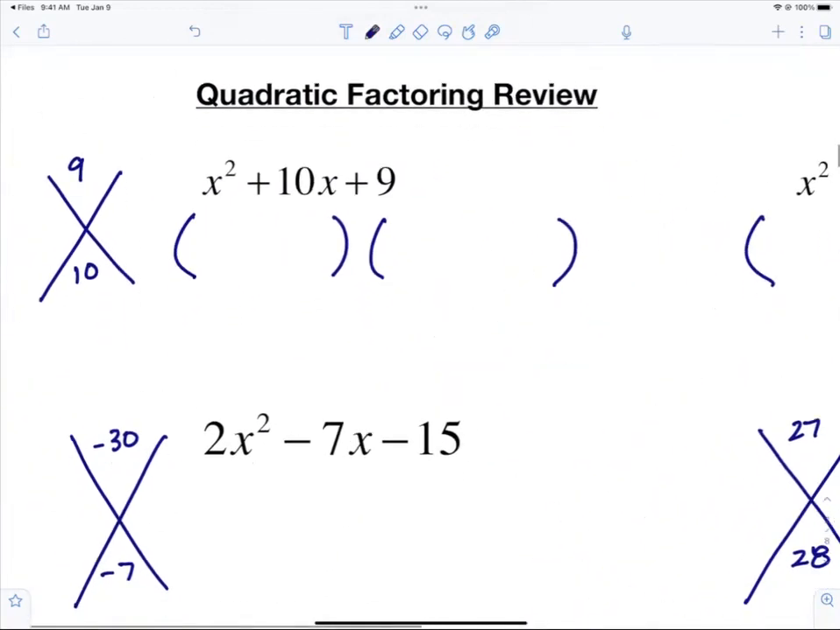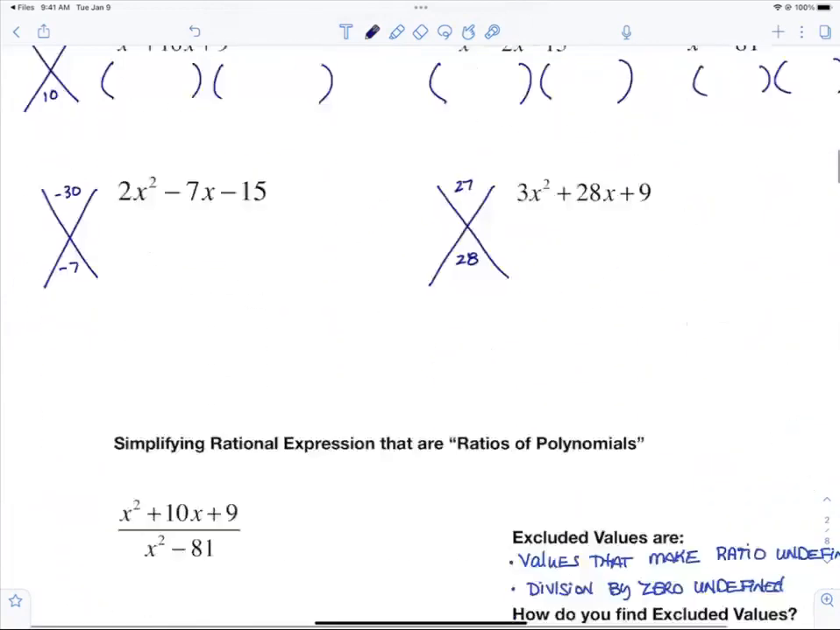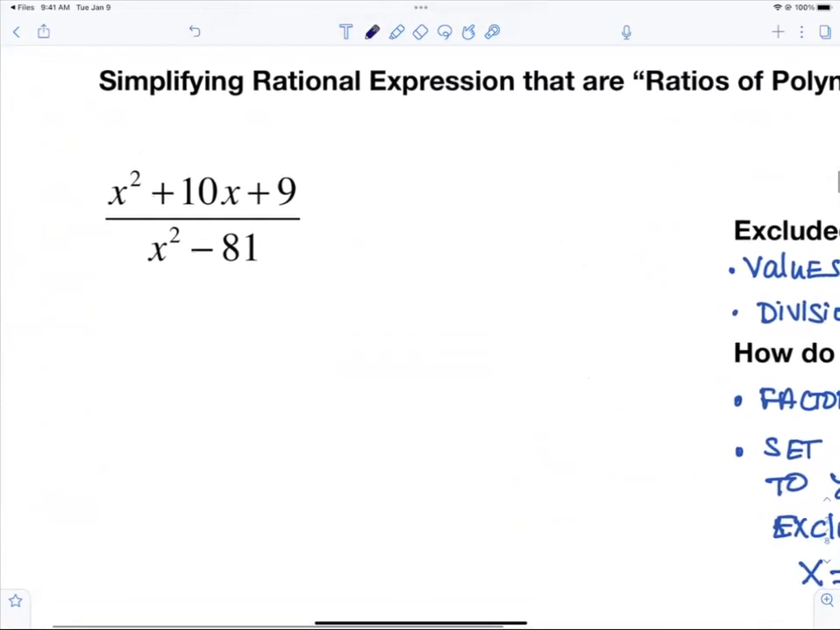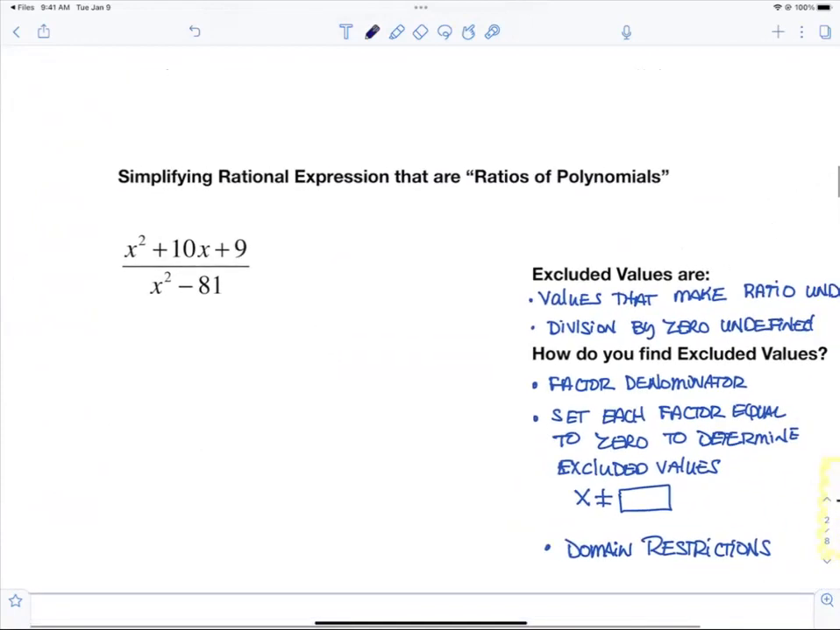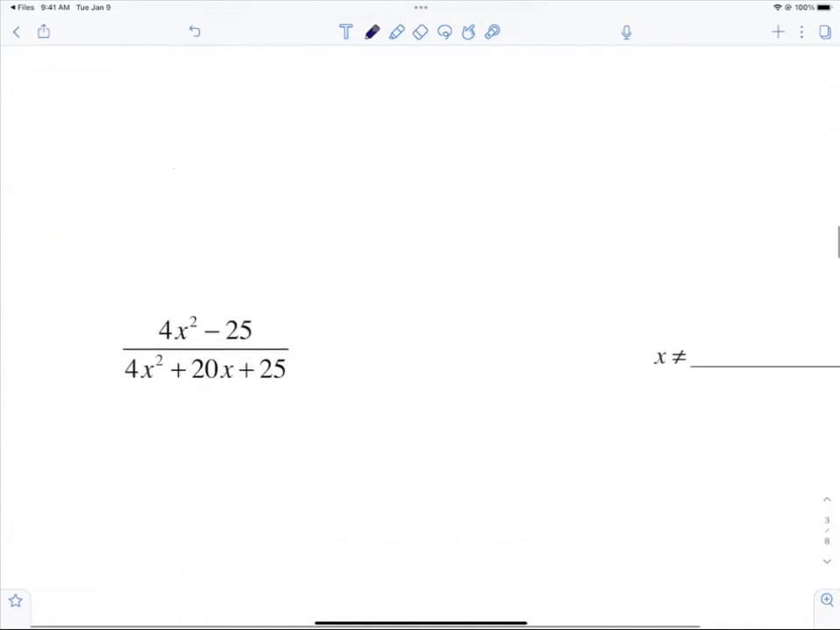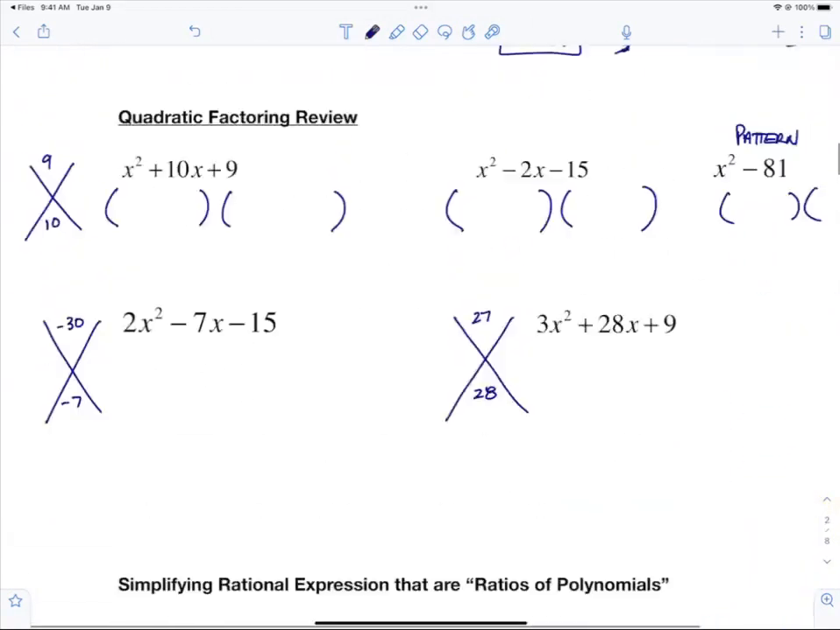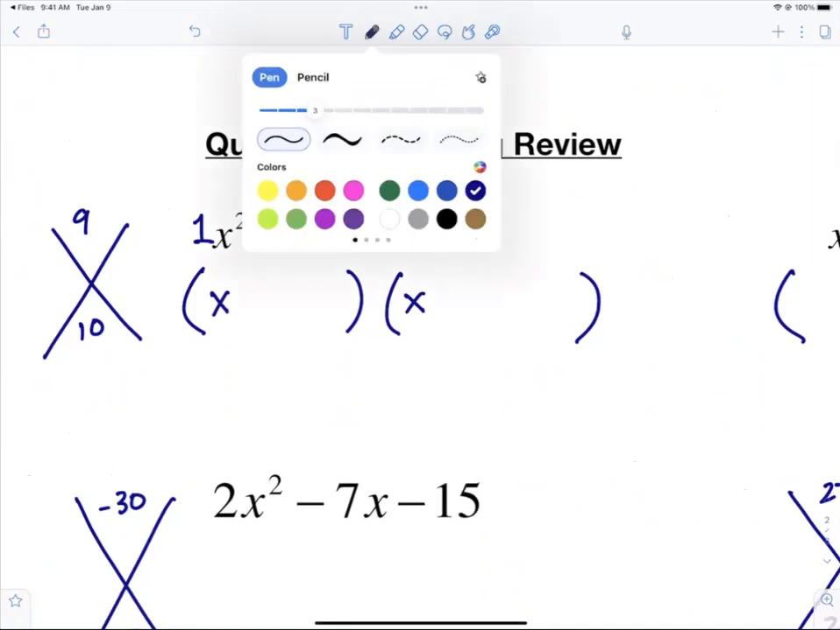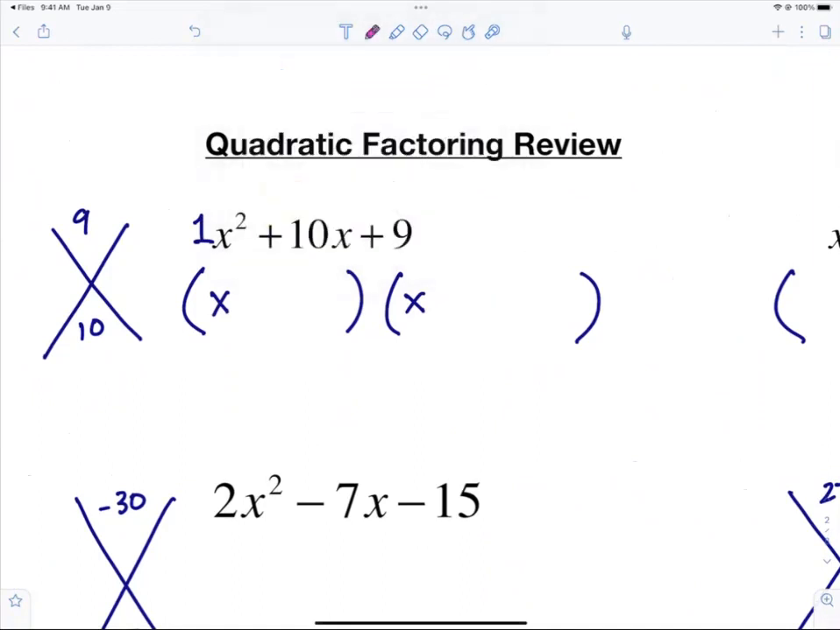All right, let's review factoring for a minute, and then where this is headed is simplifying the ratios that are comprised of 2 polynomials. And I want to do a few of these with you, then I'm going to stop the video and let you all practice. So just to do a quick review of quadratic factoring, it's best if you can do this mentally, especially when the lead coefficient is positive 1. So 2 numbers that multiply to 9 and add to 10. Here you would be looking at 9 and 1.